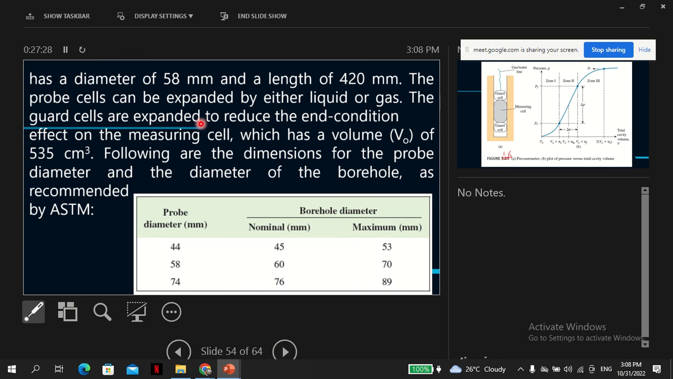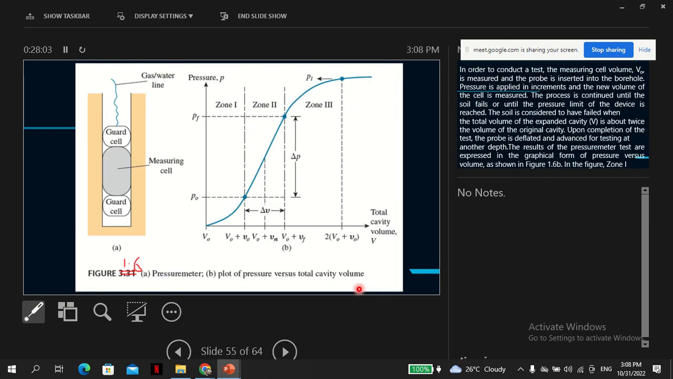The probe cells can be expanded by either liquid or gas. The guard cells are expanded to reduce the end effect on the measuring cell, which has a V naught of 535, following the dimensions of the probe diameter and the diameter of the borehole as recommended. So if you use this kind of diameter, this is the nominal diameter, and this is the maximum diameter that you can use. This is the guard cell, and this is the measuring cell.